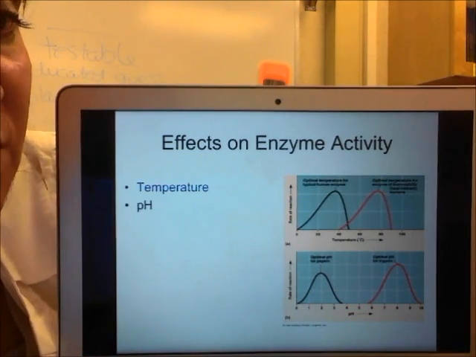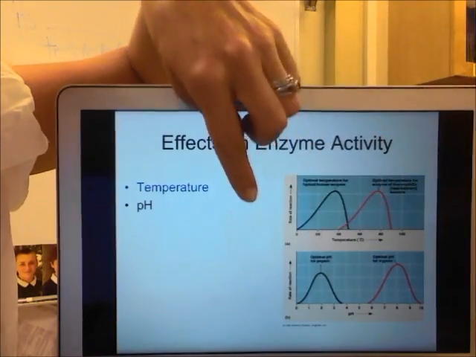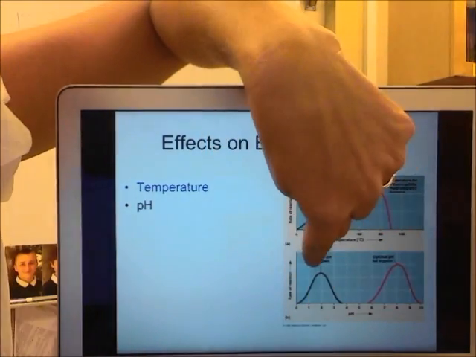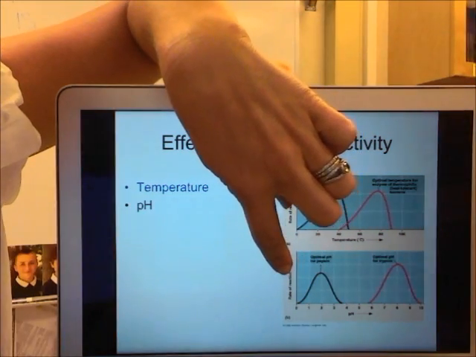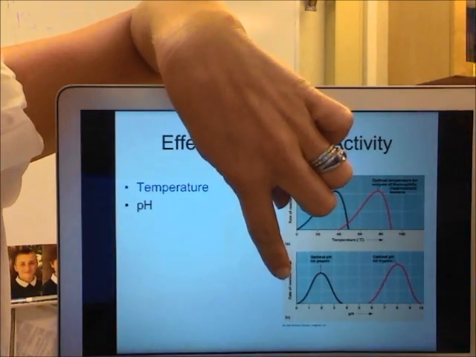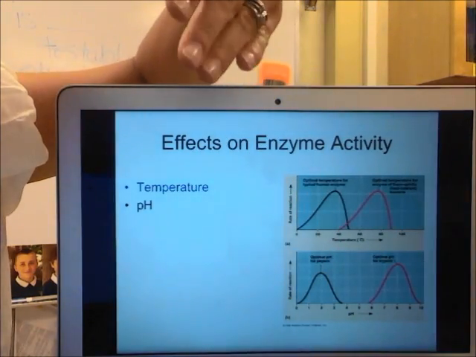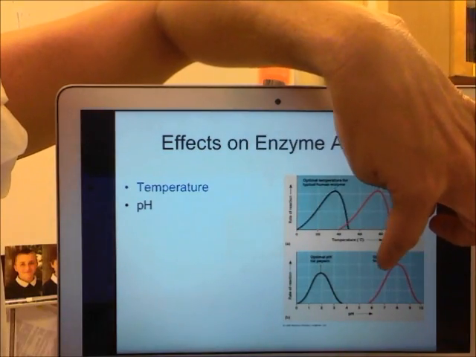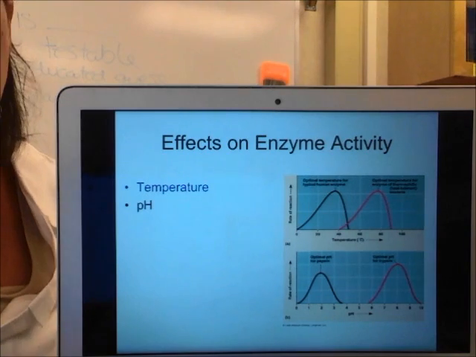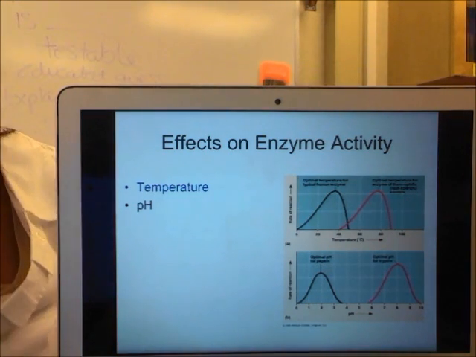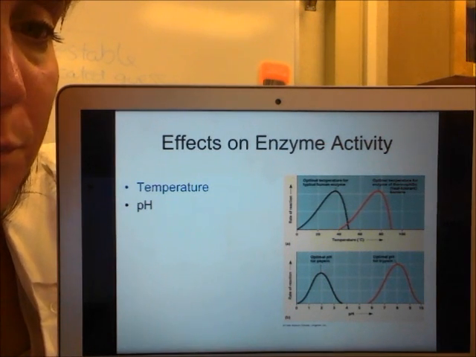Another factor is pH. pH can also affect how enzymes work. If you look here at a pH of 2, which is the pH of your stomach, the enzyme pepsin, which is found in your stomach, hence the word Pepto-Bismol, operates optimally at a pH of 2, which is good because it's found in our stomach. Whereas trypsin, which is another enzyme found in our body, operates optimally at a pH of about 8, which is a standard pH inside of our body.